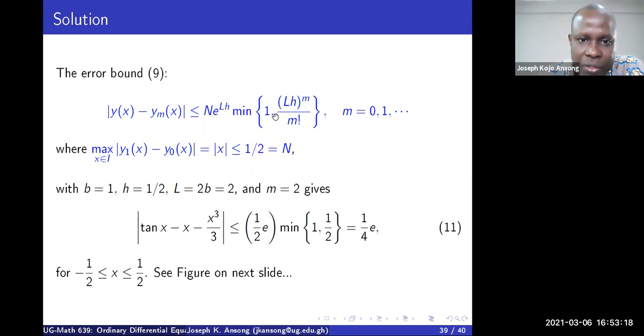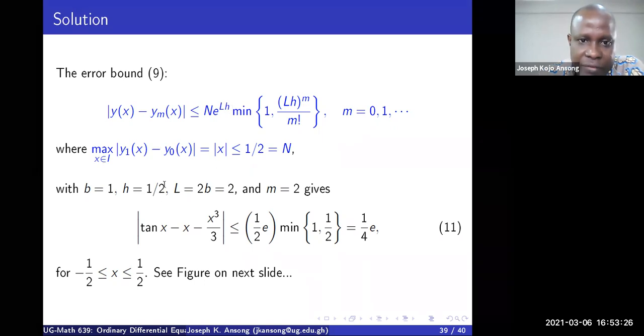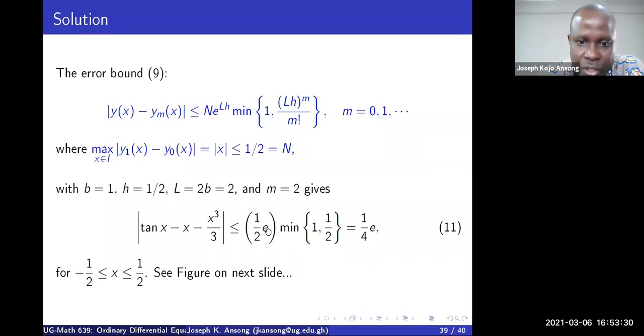So if you plug those in here, N is going to be a half. L times H: L is 2, H is half, that gives us 1. So that gives me e. So I have 1/2 e to the power of the minimum of 1, and if you compute this, you get 1/2. The minimum of 1 and 1/2, of course, is half. So you get a half from here, multiplied by this half, you get 1/4 e.